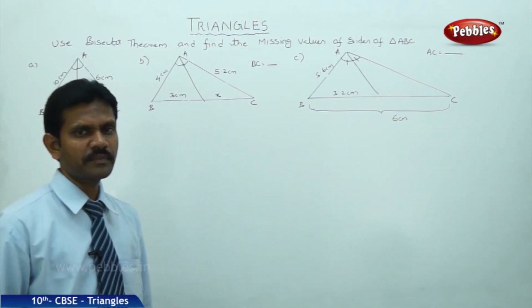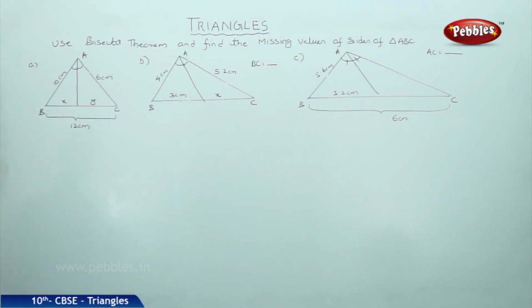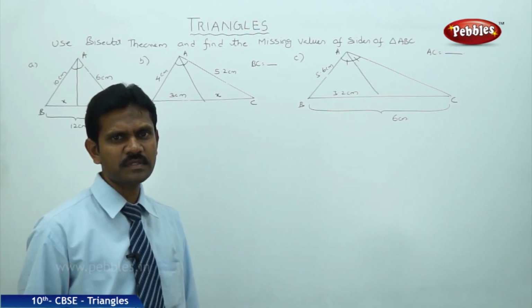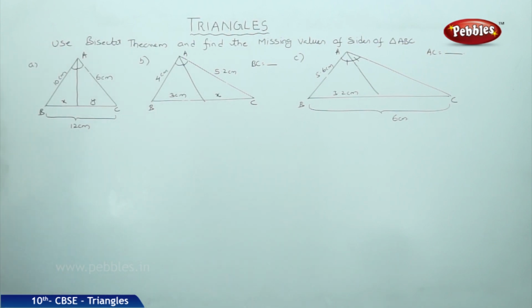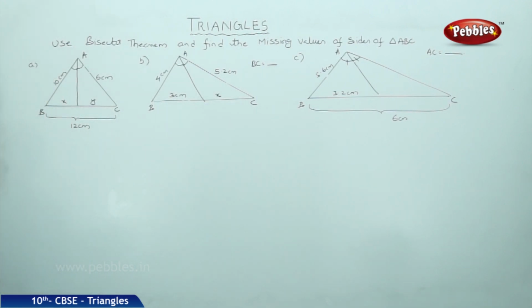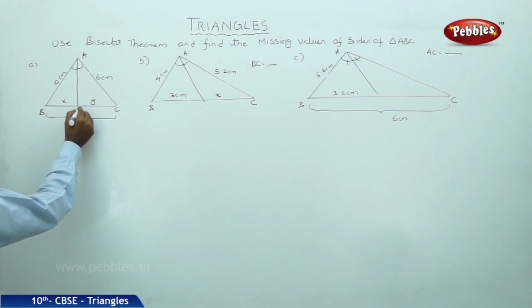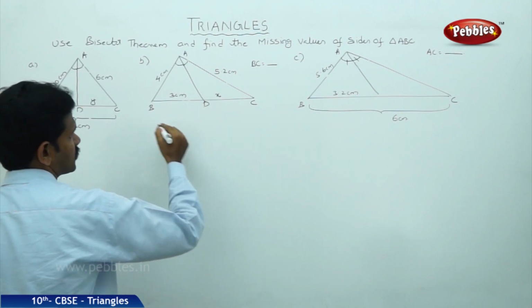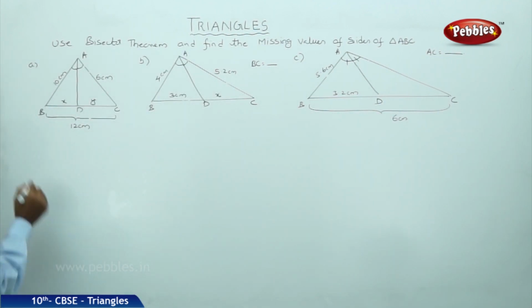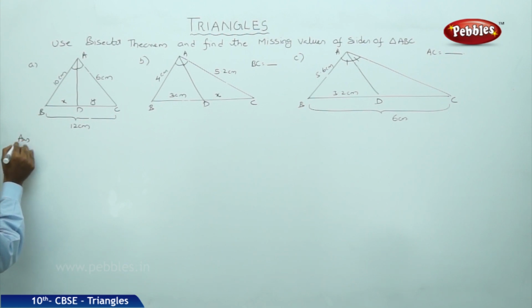Let us see the next examples. Use the bisector theorem and find the missing values of the sides of triangle ABC. Now here three questions are given. These three questions are different models. Now answer to question number 1.